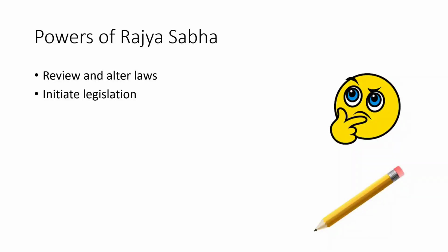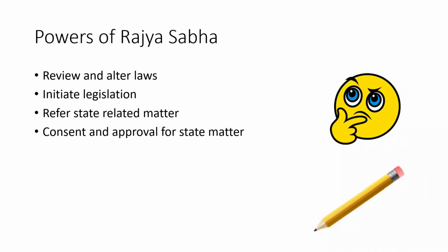The third power here is that it refers to state related matters. Here, state does not only convey the meaning of the state that we know, that is Uttar Pradesh or Maharashtra or Gujarat, but in article number 2, the definition of state consists of each and everything in this state. So it refers to state related matters, and the consent and approval for state matters is also in the hands of Rajya Sabha.